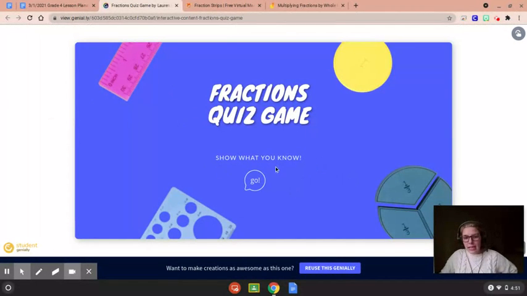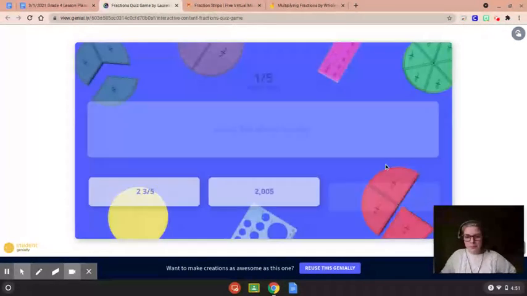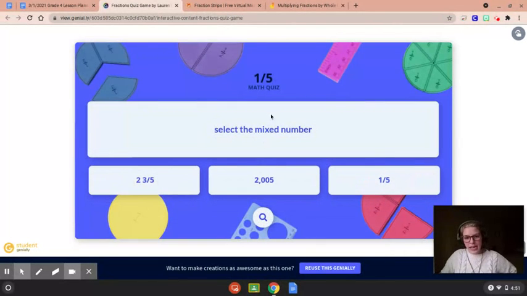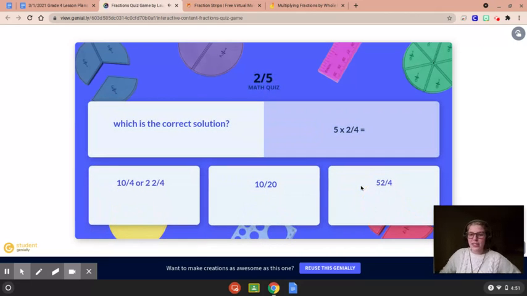With this game here, once you open it up, you hit go. And you can go ahead and solve the math problems until you get to the end. So for example, it says select the mixed number. Which one of these is a mixed number? Select it, and you move on to the next question. There's only 5 questions. And then you'll get to the leaderboard at the end.